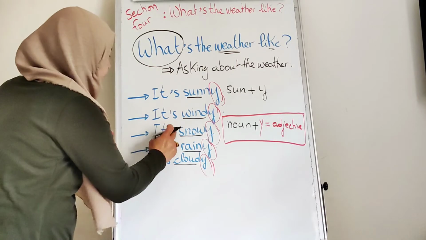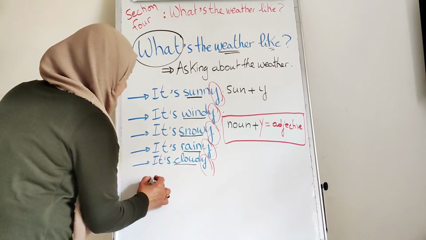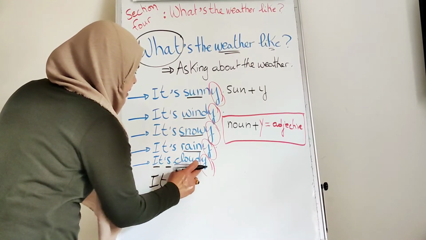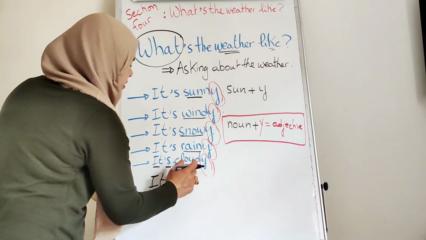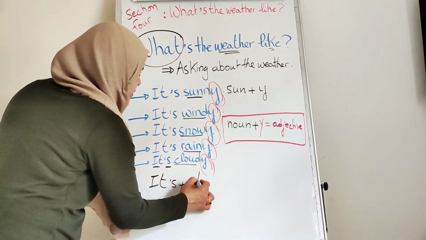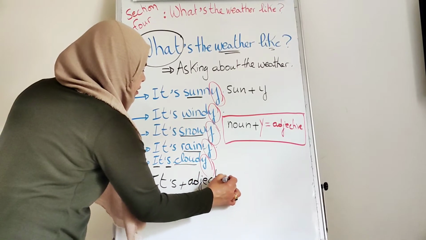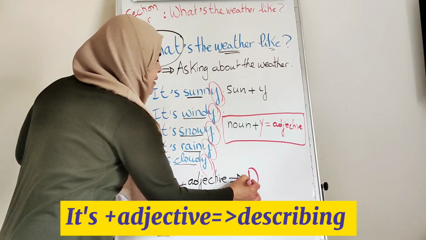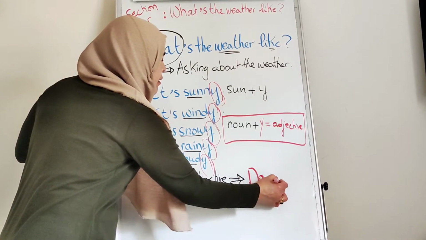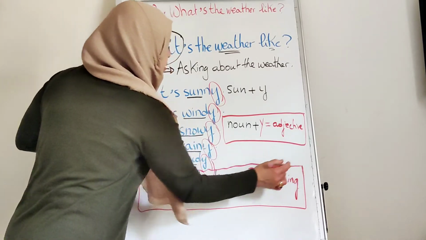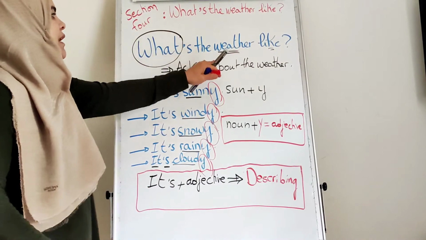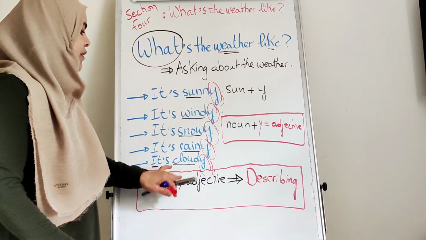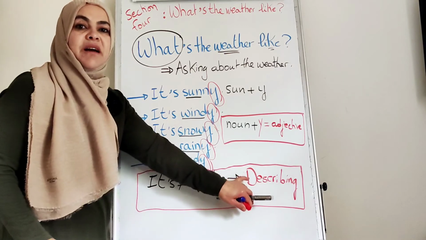We have another rule: it's sunny, it's windy, it's cloudy. It's plus adjective. What's the function of it's plus adjective? It's describing. Say, what's the weather like? Asking about the weather. It's sunny, windy, snowy, rainy, cloudy, etc. It's plus adjective, it's describing.